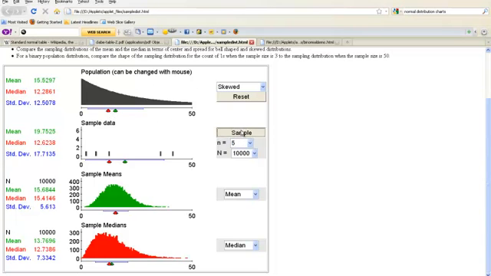Oh my God, look at that. Hush my mouth. Let's see what the mean gets to. The mean of the population distribution is 15.529. The mean of the sample means was 15.529. It just keeps getting closer.